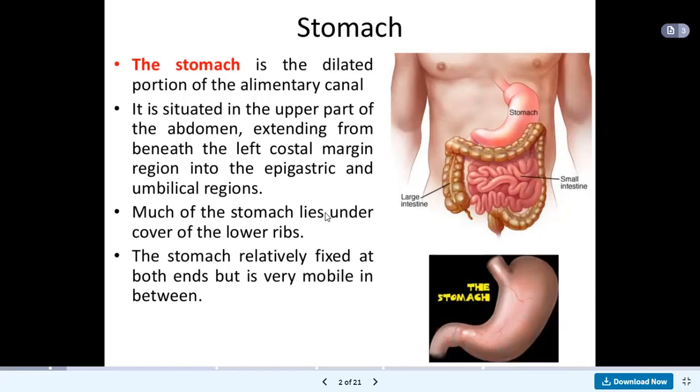Now, much of the stomach lies under cover of the lower ribs. Some of the ribs cover most parts of the stomach. And the stomach is relatively fixed at both ends, but it's very mobile in between. At the esophageal end and at the duodenal end, it is fixed, but in between it is movable.